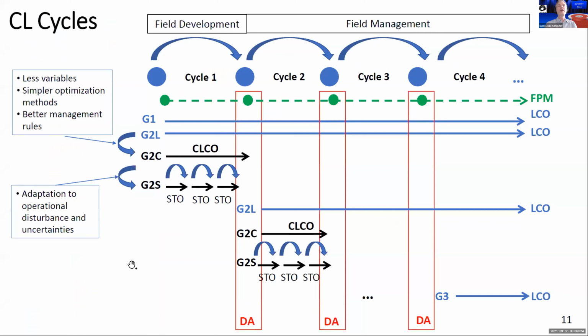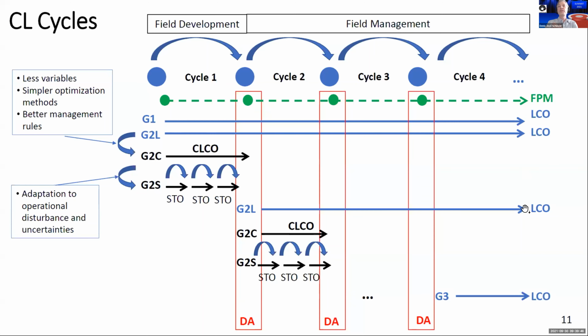I try to summarize what we are doing in this new picture here. The idea is to have cycles like we have here in the top. We change the cycle every time the models are not good anymore to reproduce the behavior of the field. So that's this red part here, the data simulation. So every time you do a data simulation, we have a new cycle.